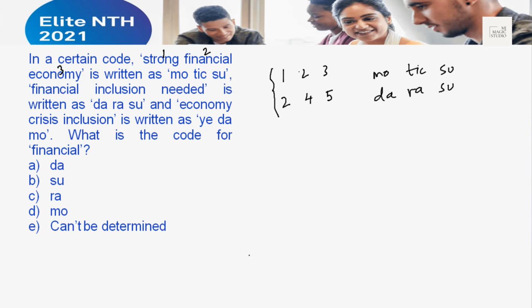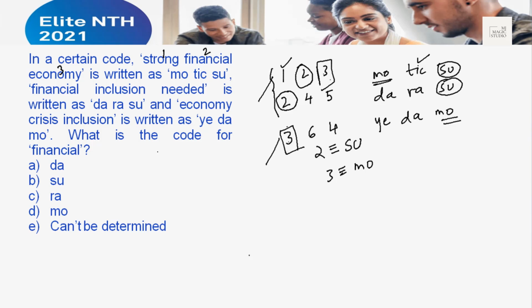Now in the first 2 itself, we can see that only 2 is common. And in the first 2, on the right hand side, Su is common. That gives us that 2 should be equivalent to Su. But what is the question? The question is, what is the code for financial? And financial was word number 2. Word number 2's code is Su. Financial's code is Su, which we can determine, and option B is the correct answer.